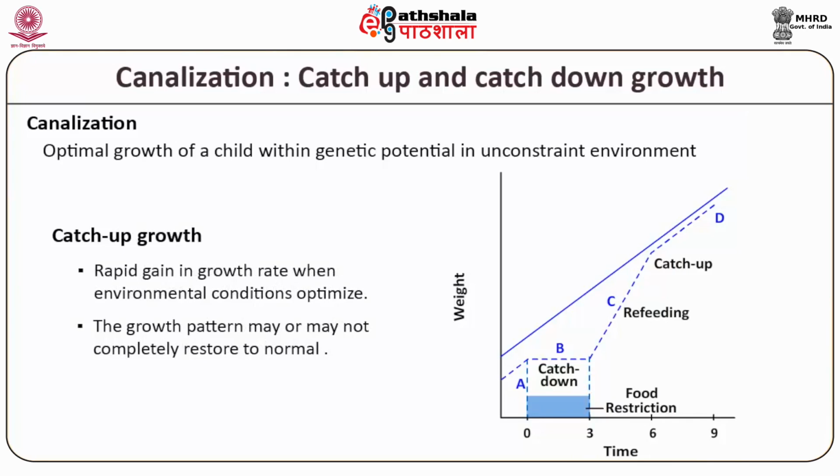Catch-up growth may completely restore the scenario to normal, or it may be insufficient to do so. If it is incomplete, the individual does not achieve the same adult height that would have been achieved had there been no growth impairment. This depends on the extent to which conditions are optimized during recovery.